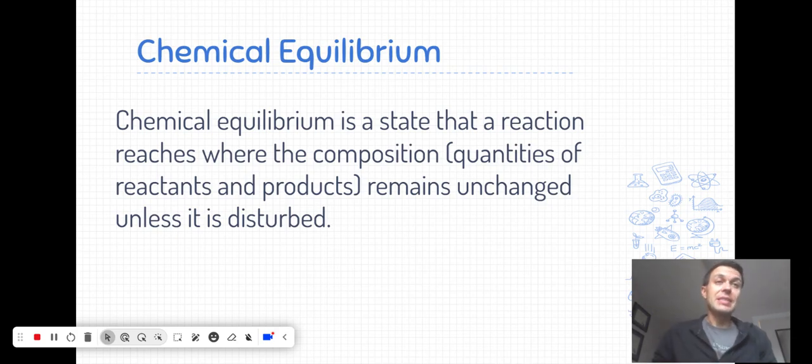Chemical equilibrium is a state that a reaction or reactions reach where the composition, and when we say composition, we mean the moles of reactants and products, remains unchanged over time unless we disturb it. So once again, chemical equilibrium is a state where the composition remains constant unless it's disturbed.